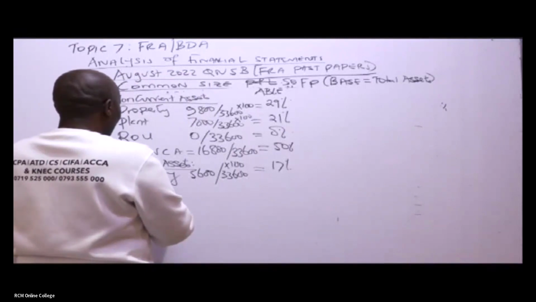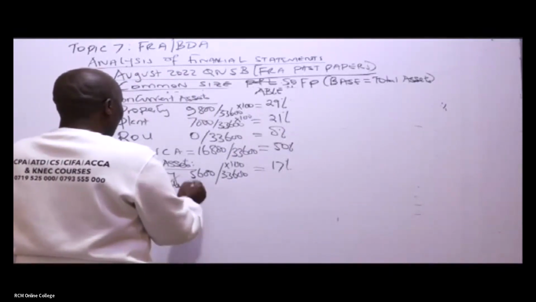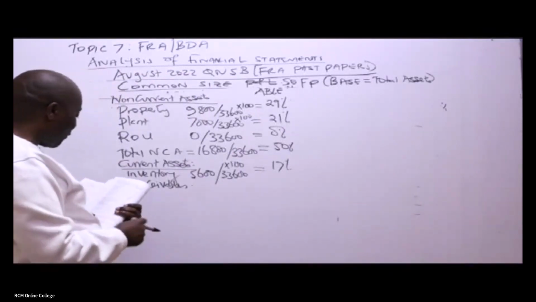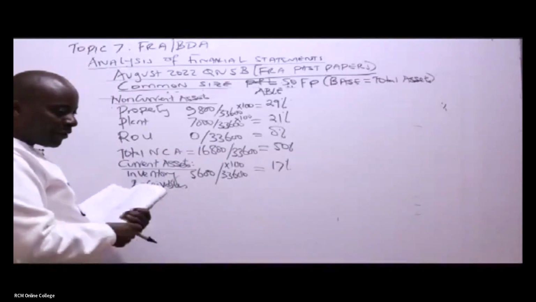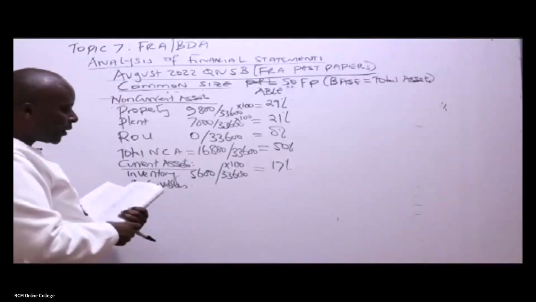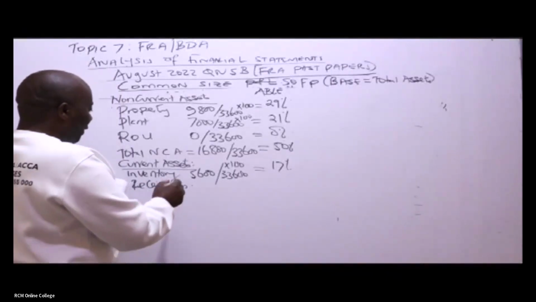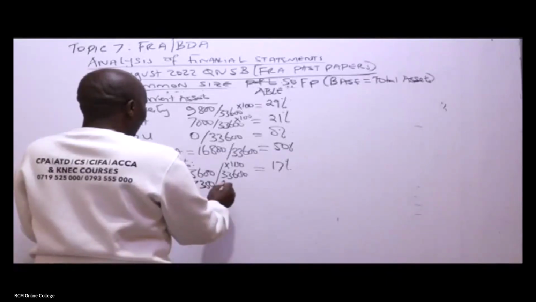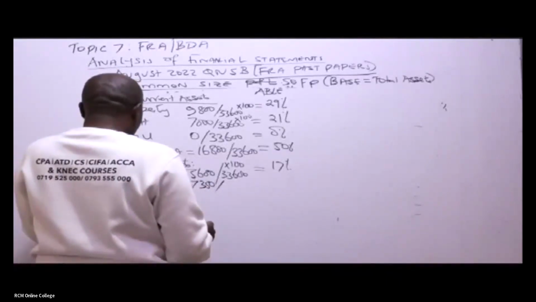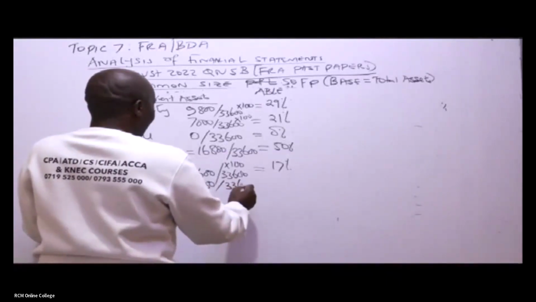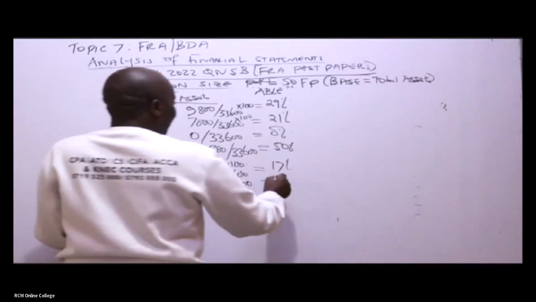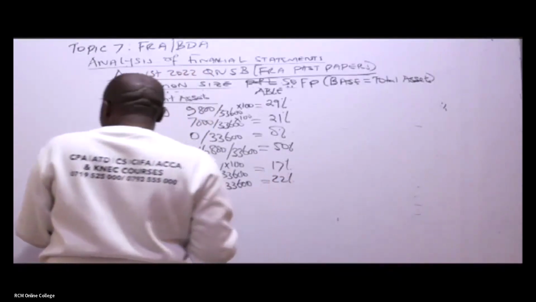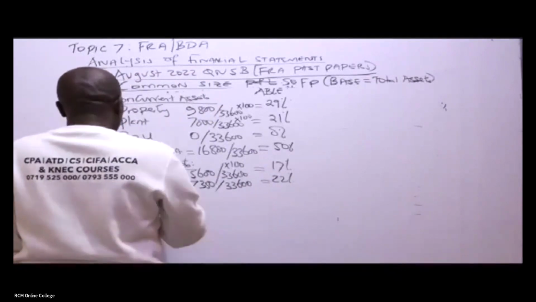From there, ladies and gentlemen, I will be able to pretty fast pick the next one, which is receivables. So what do we have there for receivables? I can see 7,350. 7,350 divided by 33,600, which will end up giving me what figure? 22%.